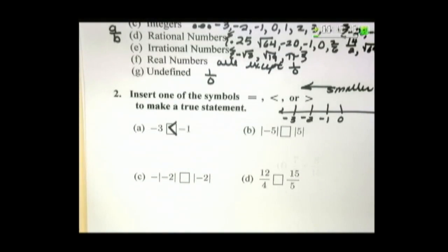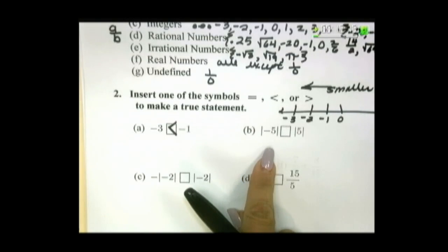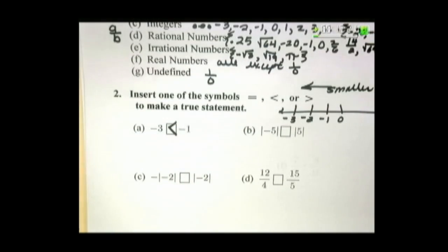When we look at B, we have the absolute value of -5. What's the absolute value of -5? 5.